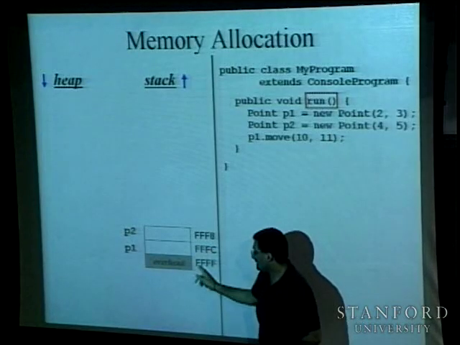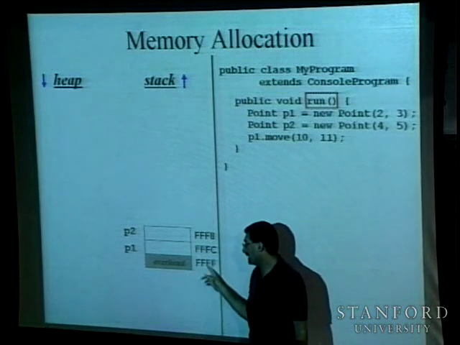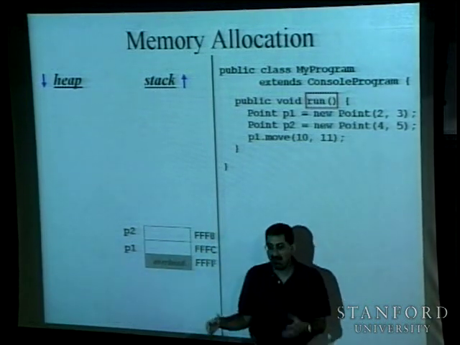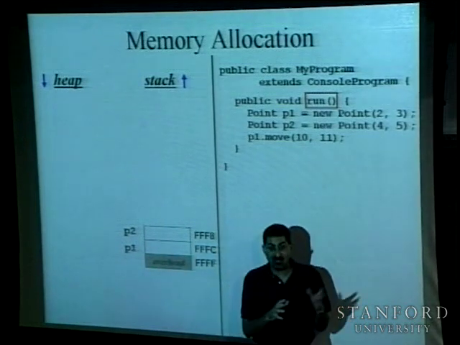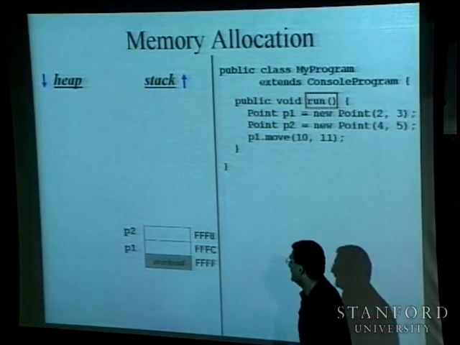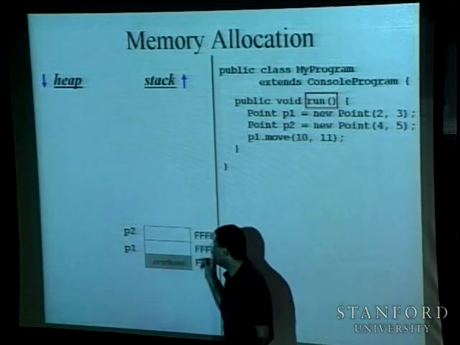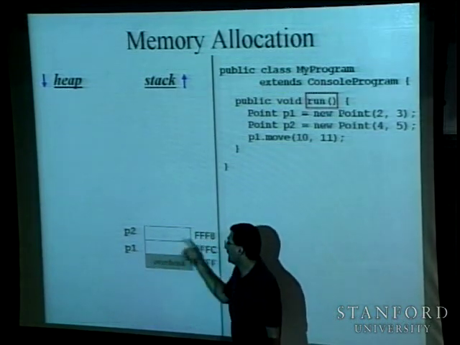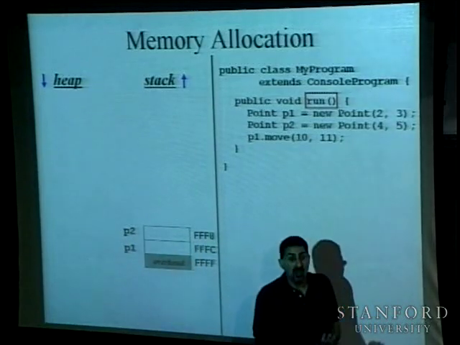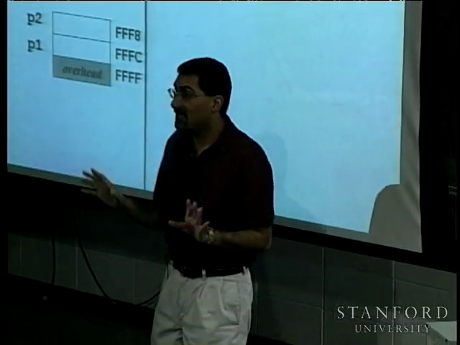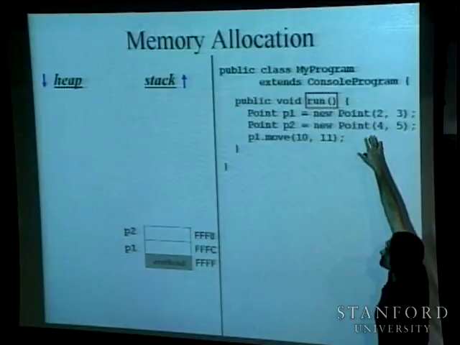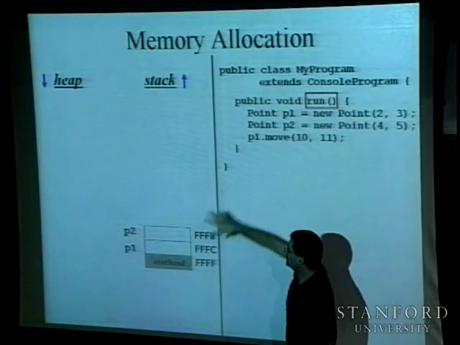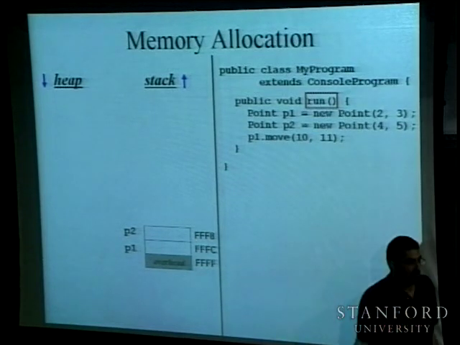So space, notice this is starting at the very bottom of memory, like FFFF. There's some overhead for the fact that we create a method, and I just blocked that off and called it overhead to match the same style that the book does it in. And then there's some number of bytes, in this case I just said 4 bytes, that get set aside for p1 and some number of bytes that get set aside for p2. Right now they don't contain anything because my program's just started. I haven't gone to this new point stuff yet. All I've done is said run. So it says, oh, okay, you have some local variables. I'm going to set aside space for your local variables.